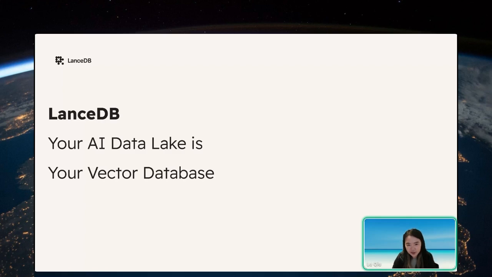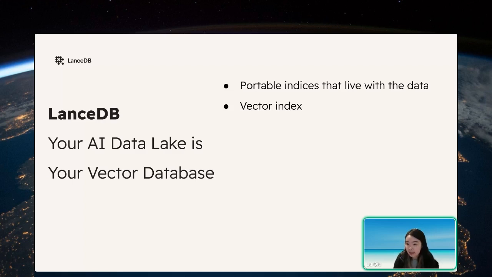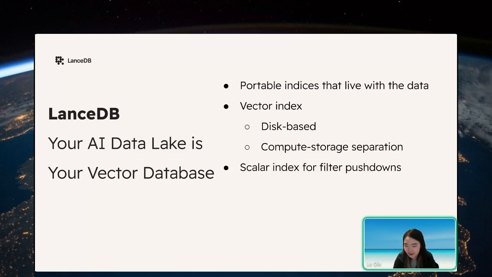And one important thing is that this AI data lake is actually also your vector database. As I said before, we also put indexes together with data. So it's highly scalable. You don't need to store the indexes in memory like other vector databases, which is limited by the memory capability. So in the Lance format, we already give you your vector database, and this vector index is stored in the cloud storage.